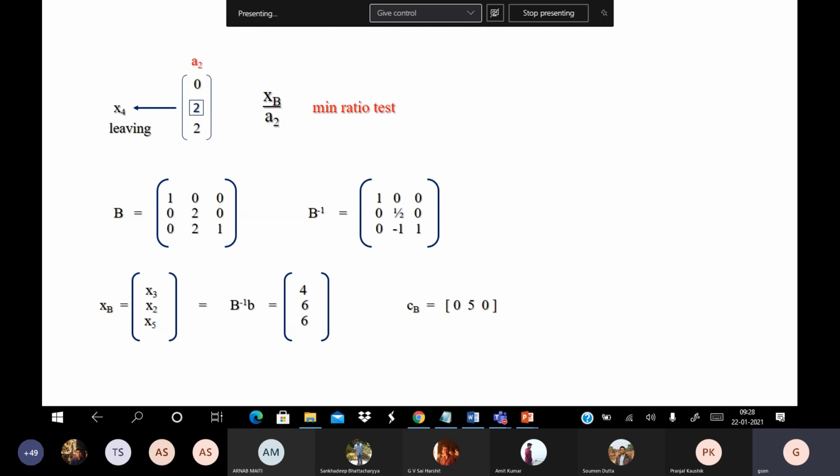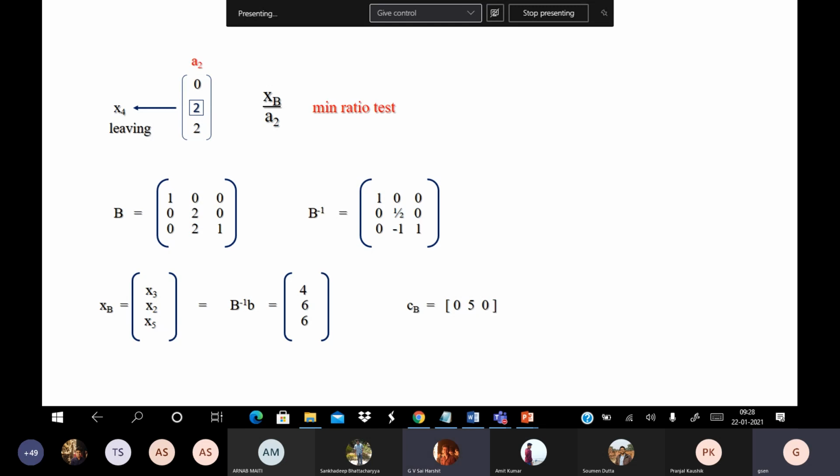Next corner point, right? So now you do this next iteration. So how to do the next iteration? You first check whether this solution is optimal or not. If it is not, then you find the next solution by choosing the entering and leaving basic variable. You should be able to do it on your own. So please do it. I'm giving you 5 minutes. Please do it on your own.